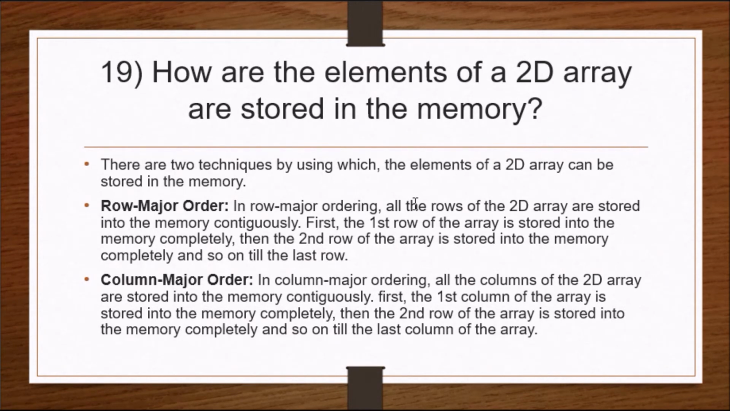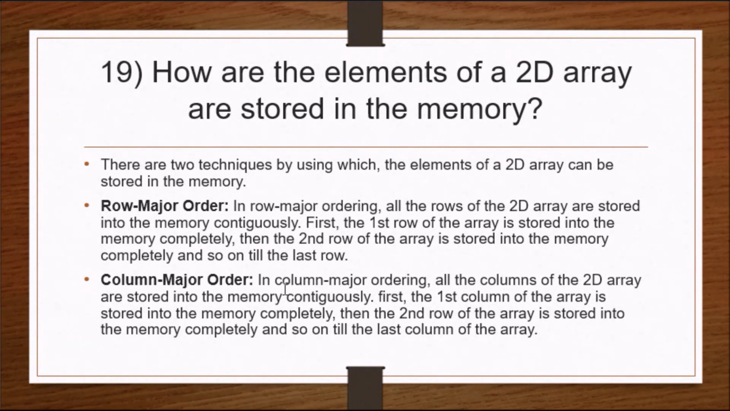Okay. Next question is, how are the elements of a 2D array stored in the memory? Answer is, there are two techniques by which the elements of a 2D array can be stored in the memory. First technique is row major order and second technique is column major order. So in row major order, all the rows of the 2D array are stored into the memory contiguously. First, the first row of the array is stored into the memory completely. Then the second row of the array is stored into the memory completely, and so on till the end.